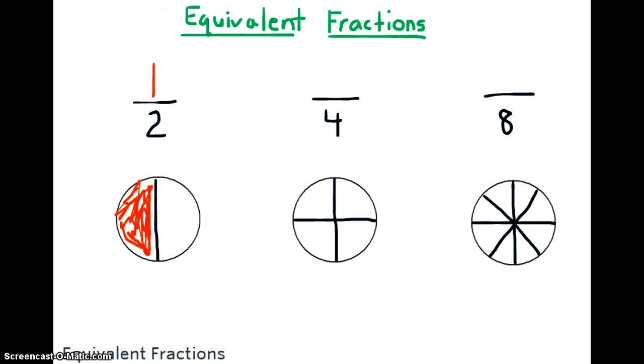Let's say I have that same pie, but this time I have 4 pieces of it. It's split into 4 pieces, right? 1, 2, 3, 4. Let's say I take 2 pieces out of that 4. And I'll shade that in like so.